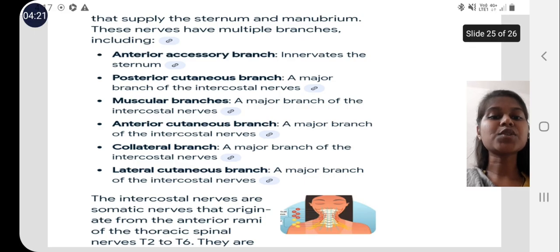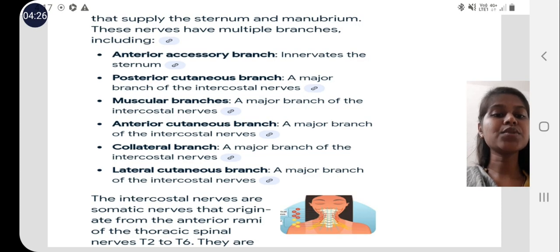The intercostal nerves are somatic nerves that originate from the anterior rami of the thoracic spinal nerves T2 to T6.